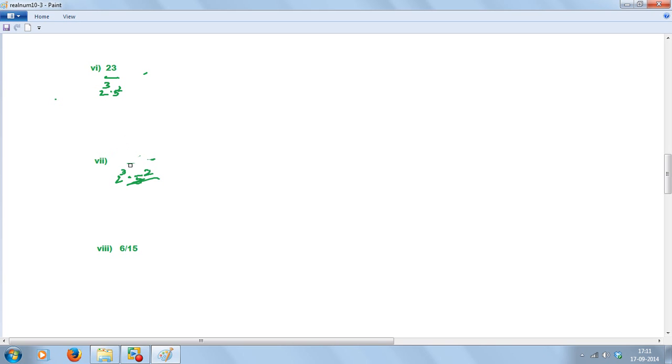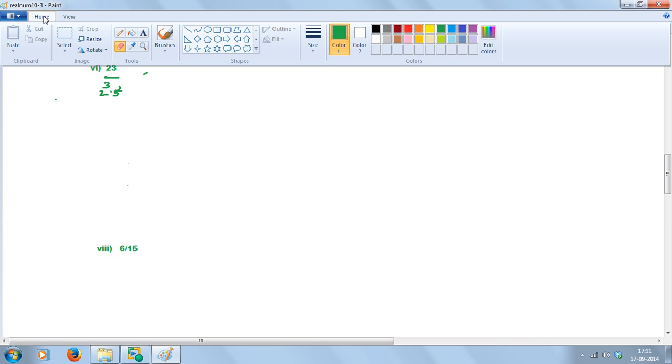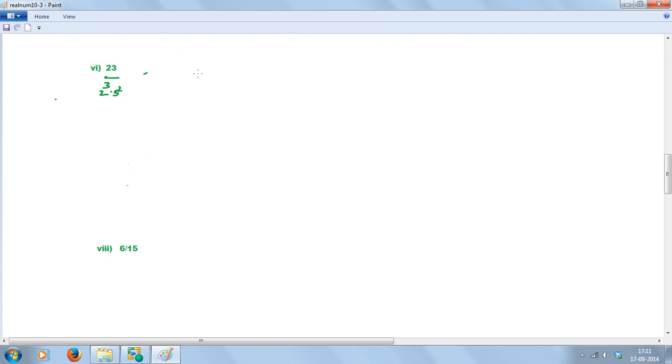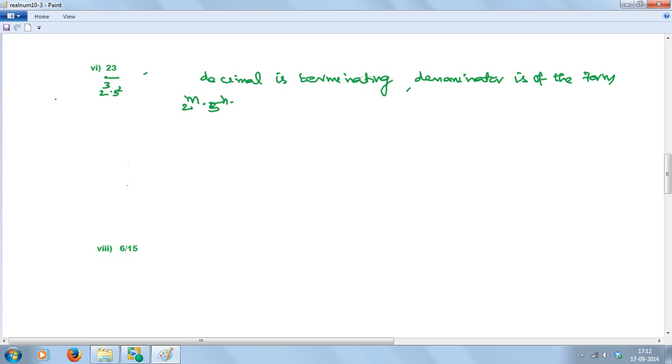Oh, this problem is repeating. I will cancel one of the problems. So this decimal is terminating because the denominator is of the form 2 to the power of m into 5 to the power of n. Therefore it is terminating. So we will just straight away go to the next problem.